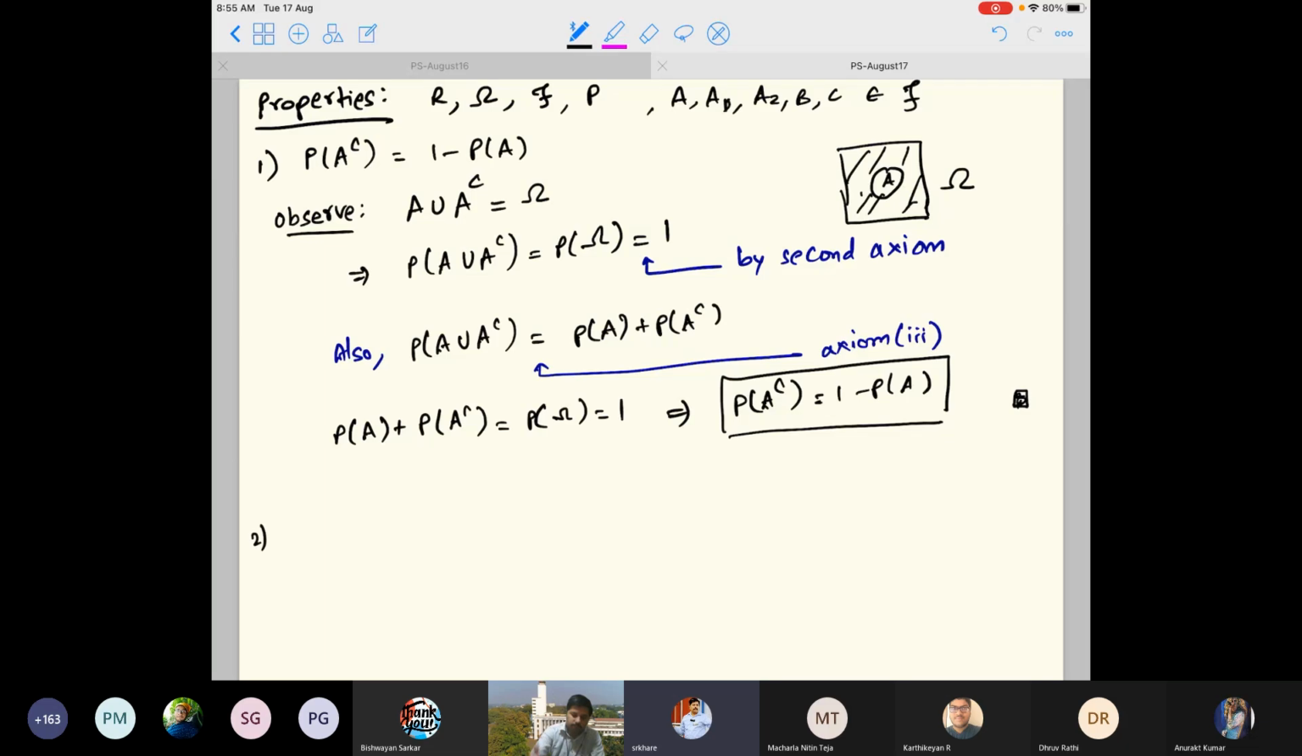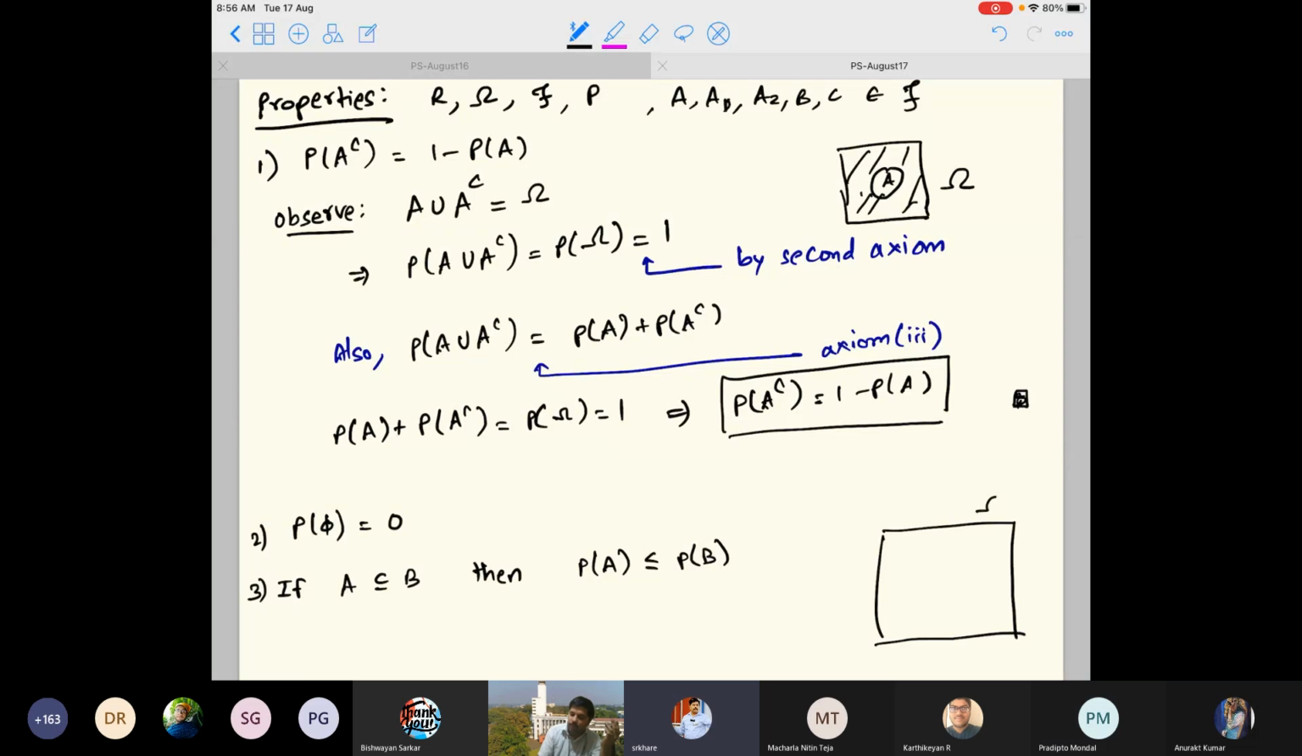So that's it. The second property is probability of empty set is 0. How will you prove probability of empty set is 0? Probability of omega is equal to 1, and using the first property you can prove this. Correct, absolutely right. If A is a subset of B, then what happens to the probabilities of A and B? What is the relationship between them? Less than or equal to probability of B. Why is that true? You can see in the Venn diagram. Again, Venn diagram, absolutely.